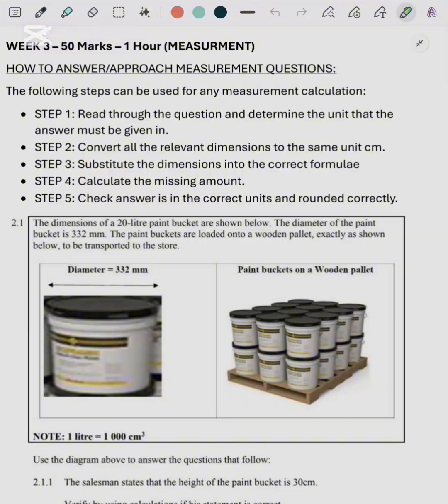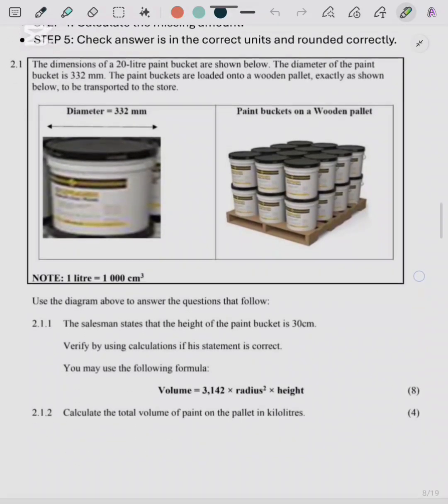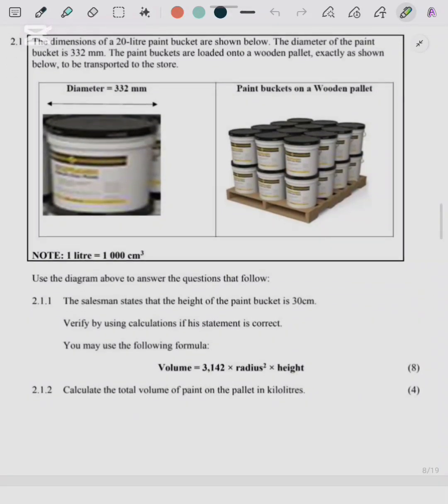The other thing they say, step 3, is then substitute into the correct formula. So this is kind of your golden rule. If you don't know what else to do, just take the formula they've given and rewrite it with the values you know filled in. That in and of itself gives you a substitution mark. And it can help give you a starting point also for what to do next, or what are we looking for in order to make the next step. Okay. Then we've got calculate the missing amount, and then check your answers are correct and rounded as your final checkpoint.